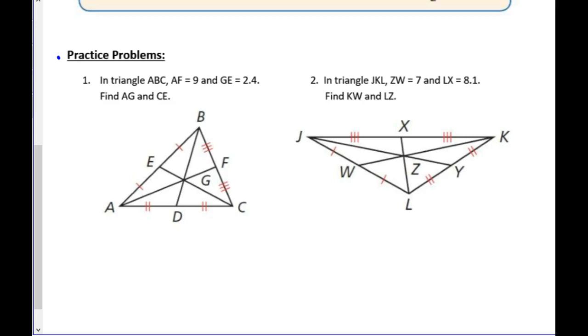So, when I'm looking at AF, A all the way to F, that's the whole thing. Let me make that nicer. You can label that real quick for me, okay? Try it one more time. There we go. From A to F is 9, all the way across.